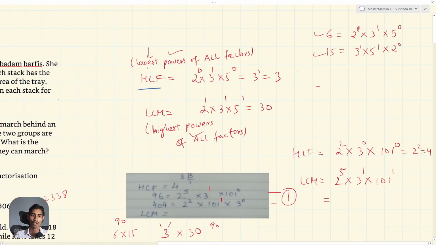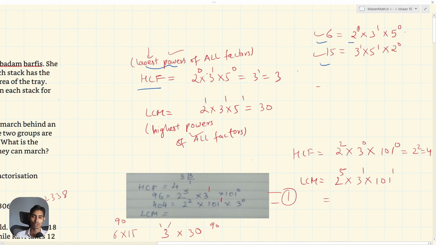So for HCF we take the lowest powers of all the factors. Now we write the numbers 6 and 15. We take the prime factors, the smallest ones, and then we mark what the power is: 1, 2, 0, even 0 also, because for HCF we want the lowest powers. So we write all the factors 2, 3, 5.